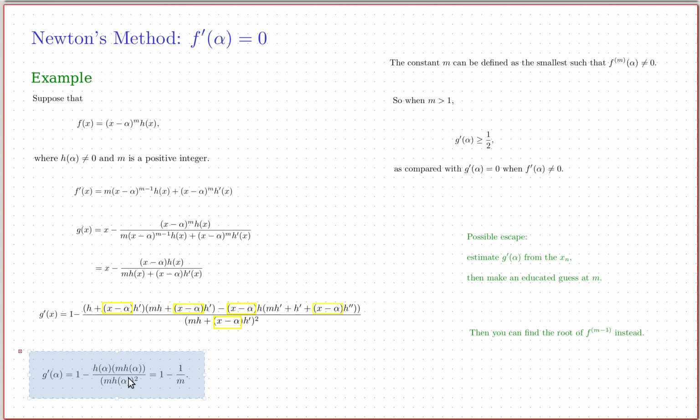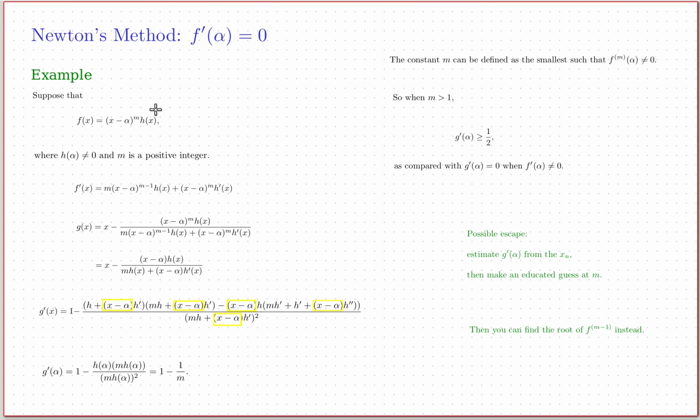You simplify that, the h's all cancel, and all it boils down to is g prime of alpha equals 1 minus 1 over m. Okay? So that's nice and simple, right? That's easy to work with. In fact, the derivative doesn't even depend on the particular nature of the function h. It only depends on m. Kind of interesting.